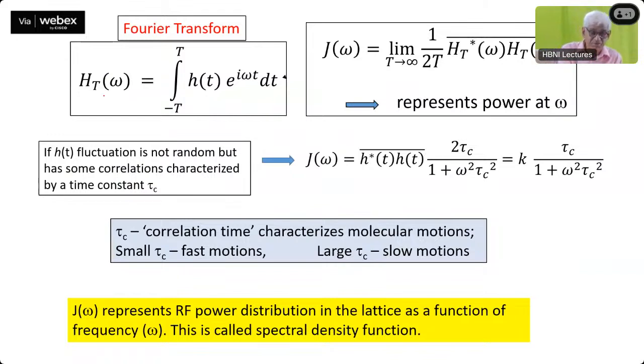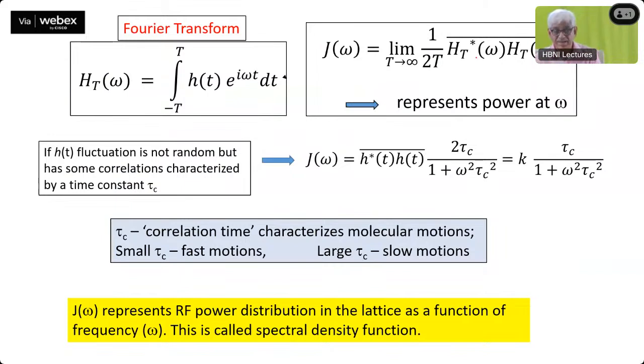The frequency distribution in the resultant coming inside this h of t is given by this Fourier relationship. I integrate from minus T to T; of course, you can take the limit as T tends to infinity. Now, this will be a complex function, and therefore, because it is fluctuating, if I take a time average, the ensemble average or time average, this goes to 0.